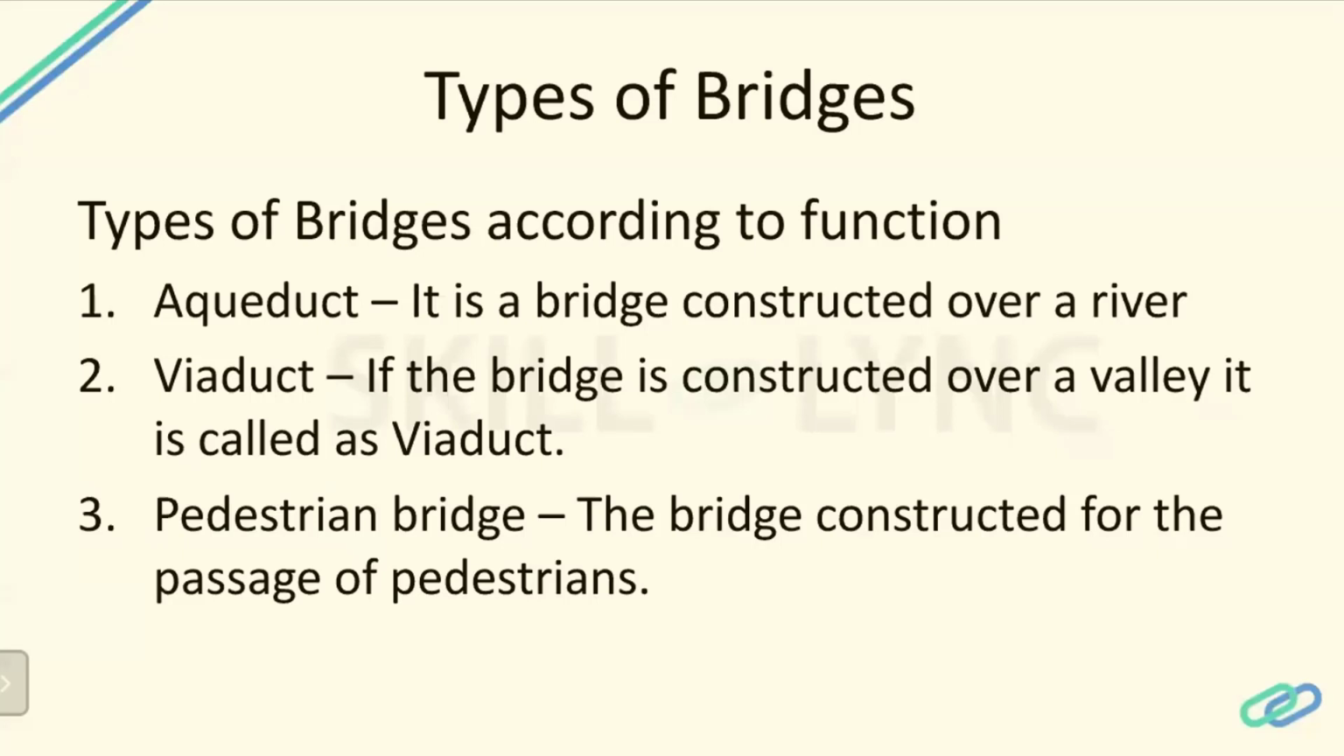When a bridge is constructed over a river, it is called an aqueduct. When a bridge is constructed over a valley, it is called a viaduct. And a bridge mainly constructed for the passage of pedestrians is called a pedestrian bridge.